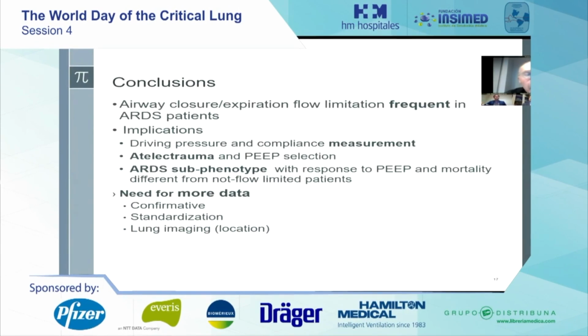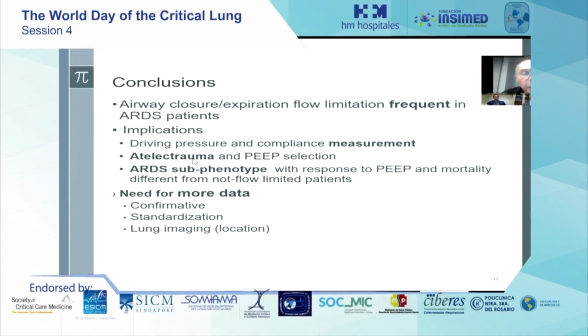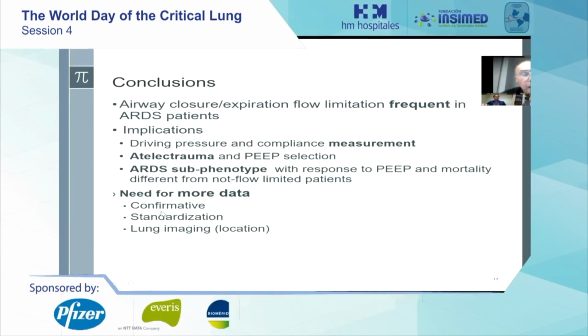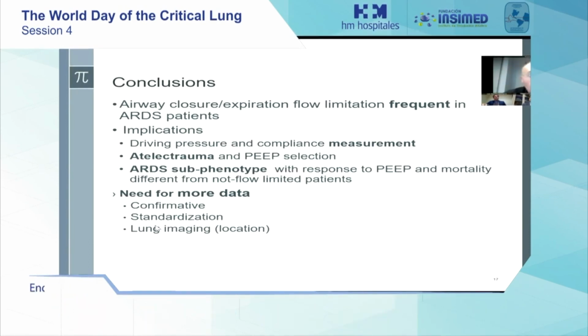Finally, to conclude, airway closure and expiratory flow limitation are frequent in ARDS patients. They have implications for the measurement of driving pressure and compliance. Also, there is an implication for PEEP selection, and it could be that there is an ARDS subphenotype with a different response to PEEP and a different mortality as compared to patients not flow limited. But we need more data for confirmation of those findings, for standardization of the measurement method, and also to better locate the proximal or the distal or both sides of closure with appropriate lung imaging.